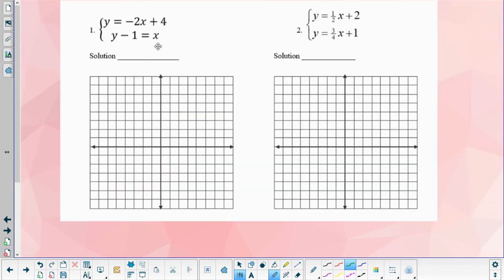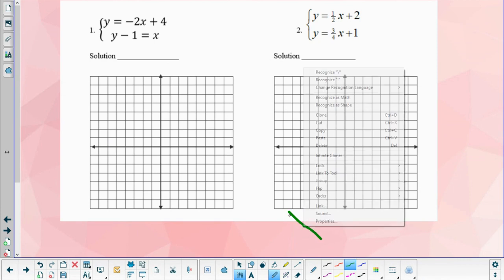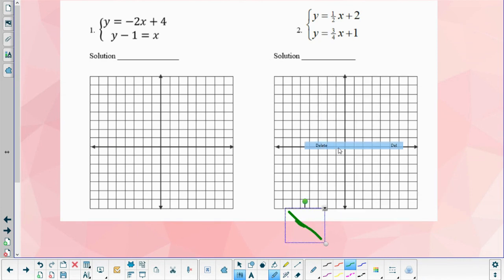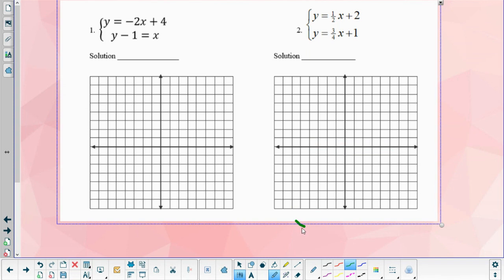All right, let's look at this first one. So the top one is in slope-intercept form, so let's go ahead and graph that how it is. All right, let me delete that little extra line there. All right, that one wants to stay, that's fine. Let's go ahead and graph the first line. So my intercept is 4, 1, 2, 3, 4.